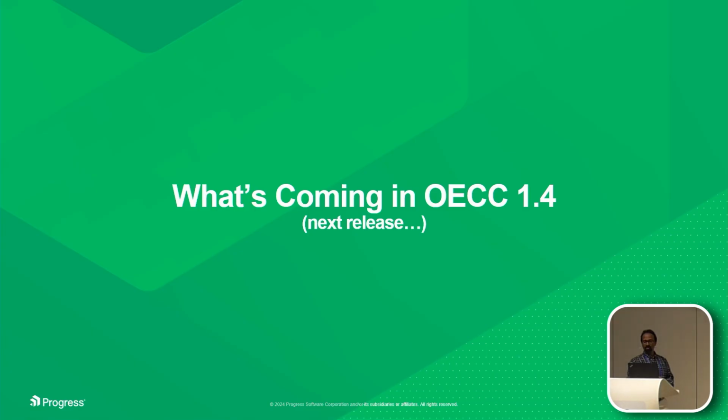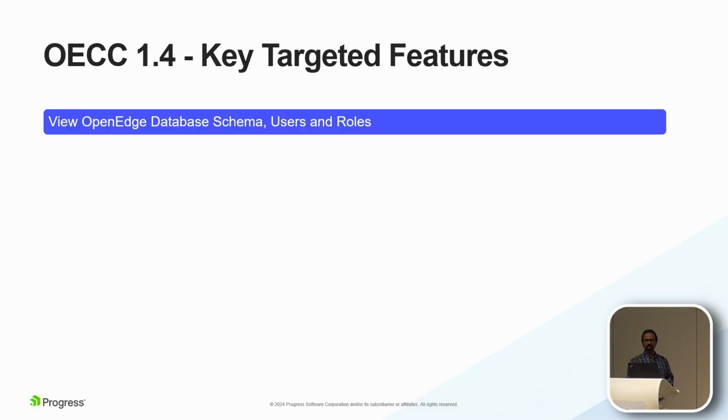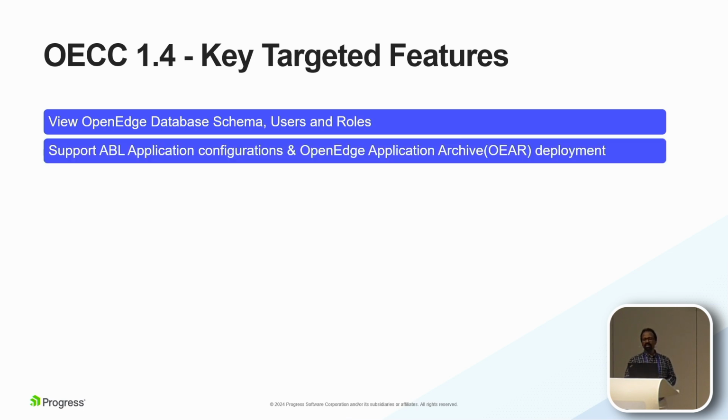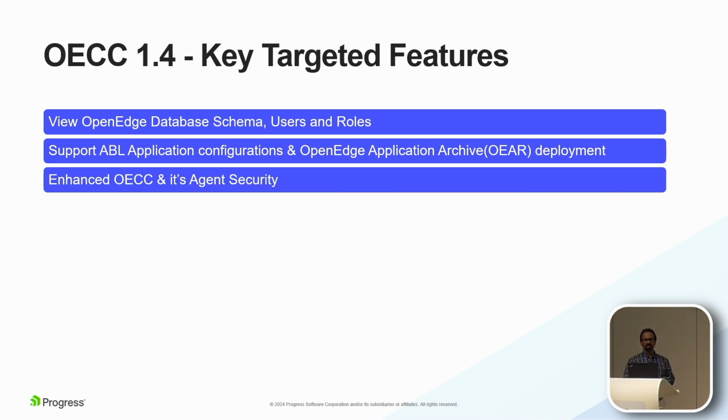The upcoming release, OECC 1.4, would contain the ability to view database users and roles, and database schema visibility. Some of you who are already in CVP will have access to the demos that the engineering team delivered to get a taste of these features. OpenEdge Archive is one of the packaging artifacts in PASOE today, so you can deploy ABL applications using this. There is a plan to support this, and this is in progress.